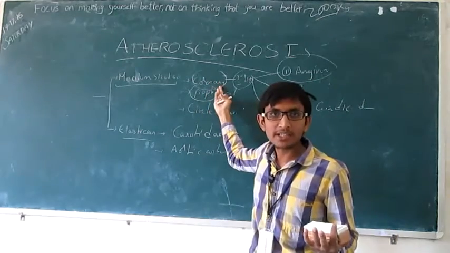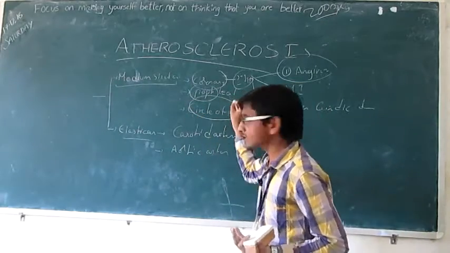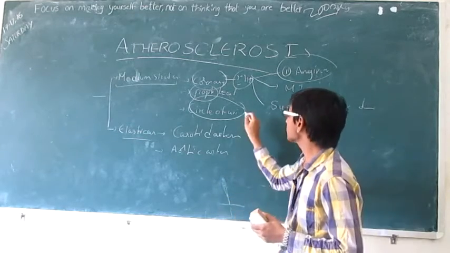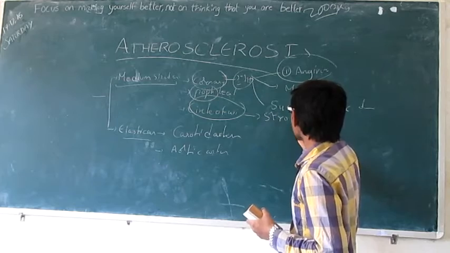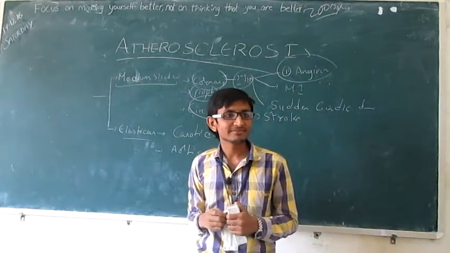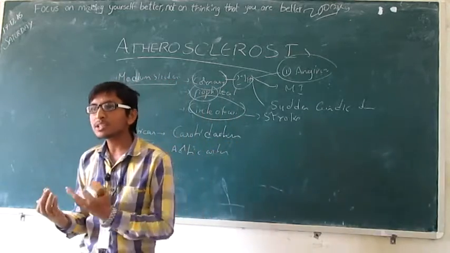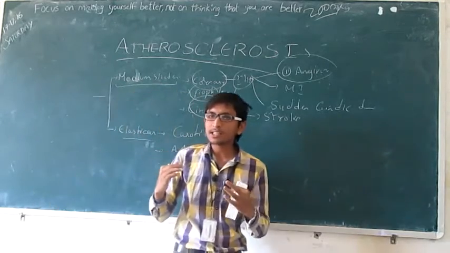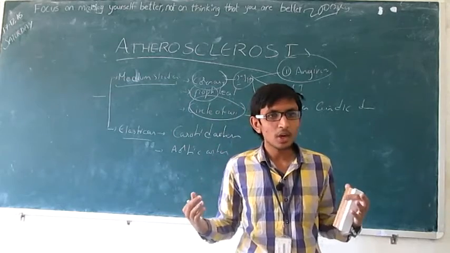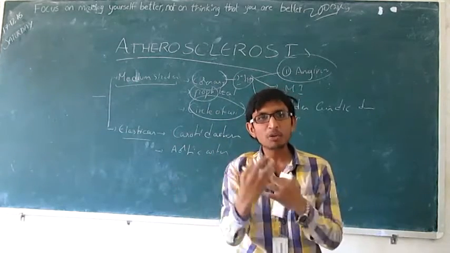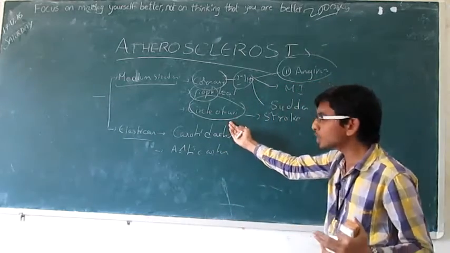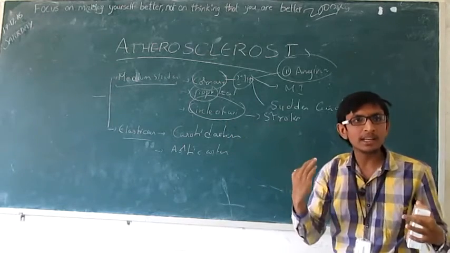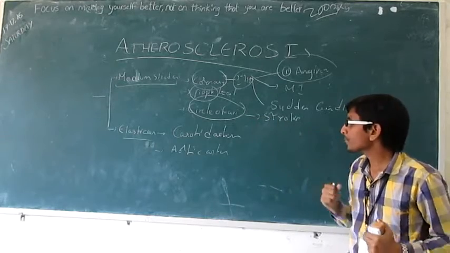If atherosclerotic plaque involves the circle of Willis arteries, you end up with stroke. So what is the circle of Willis? It is a group of arteries present in your central nervous system, which join with one another and form a circle. If you find an atherosclerotic lesion in these arteries, you end up with stroke.